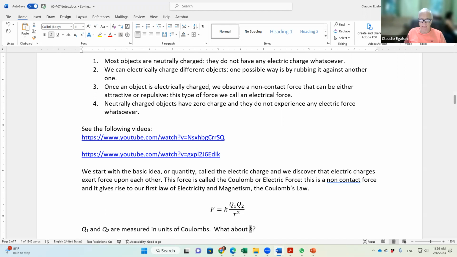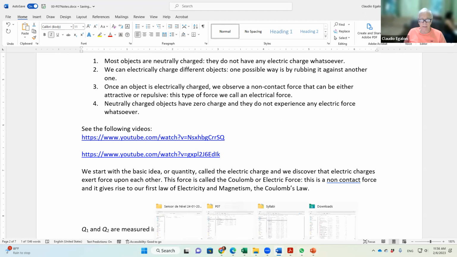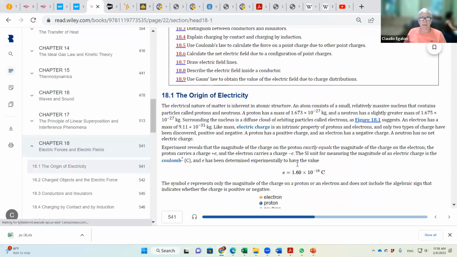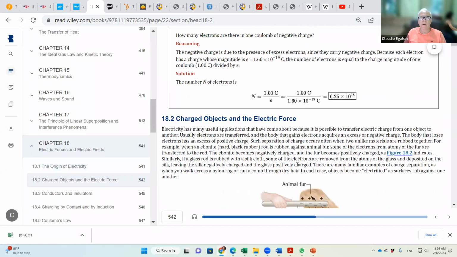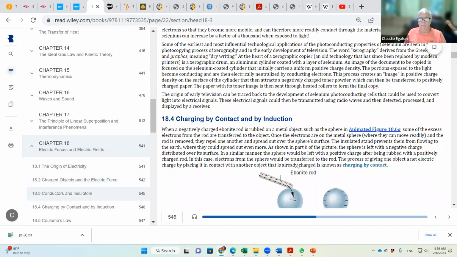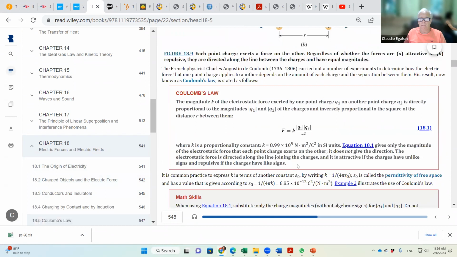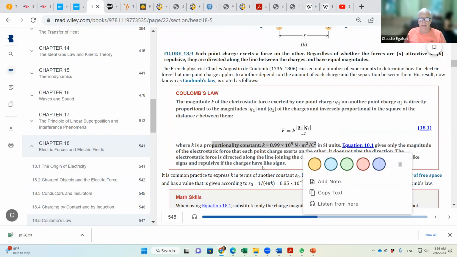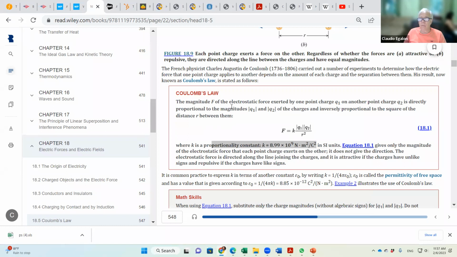K has a name. Let's see, K. Your book must talk about K. Okay, so here you go. Charged objects. Here's the equation for the force, and this proportionality constant is equal to this value here in SI units: 8.99 times 10 to the 9 Newton meter square per Coulomb square. Okay, so it's approximately 9.